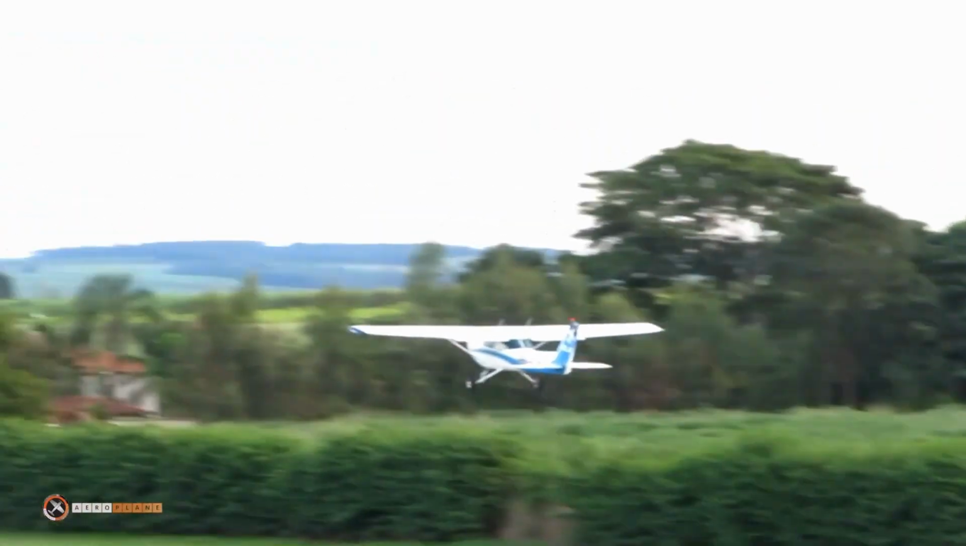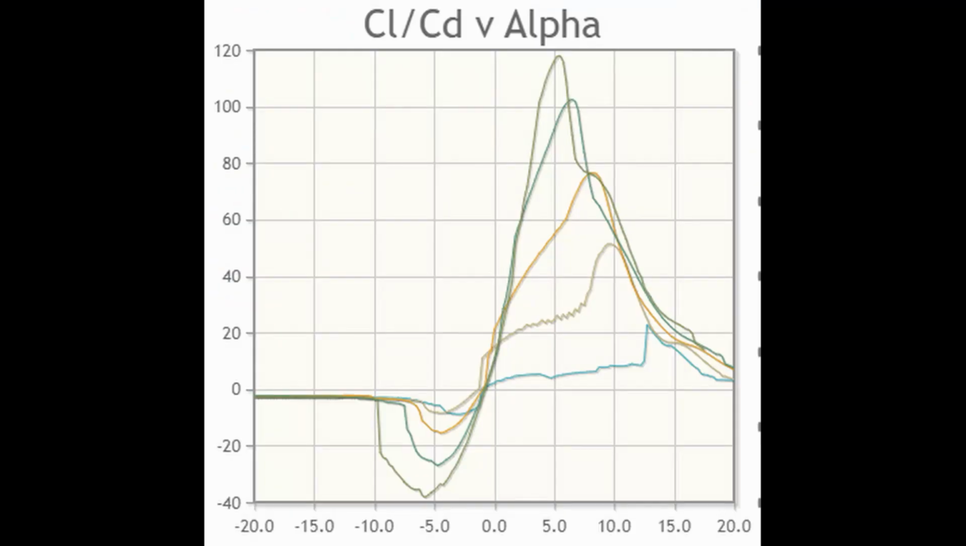Now we need to calculate the drag. Looking back at the figure for the lift versus drag ratio compared to the angle of attack, we can see that we can achieve the highest ratio at about a 5-degree angle of attack, which would mean that this would be our most efficient angle of attack to fly at.